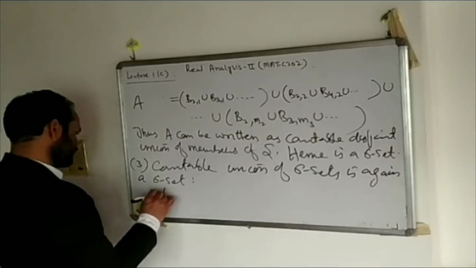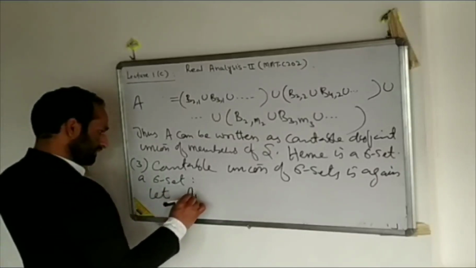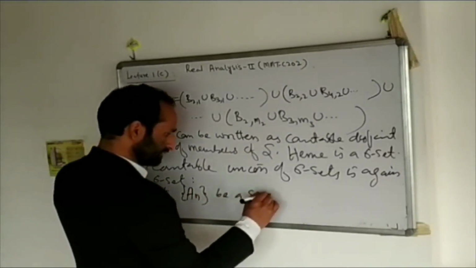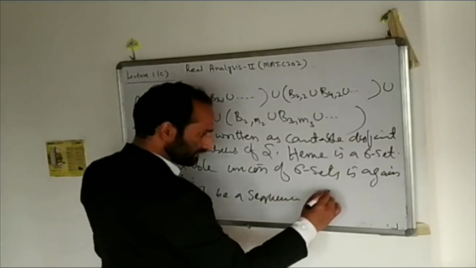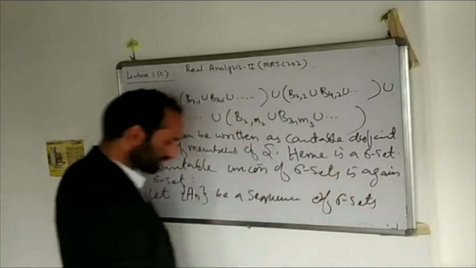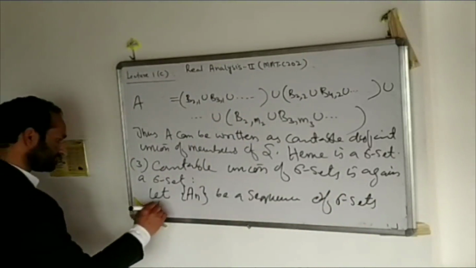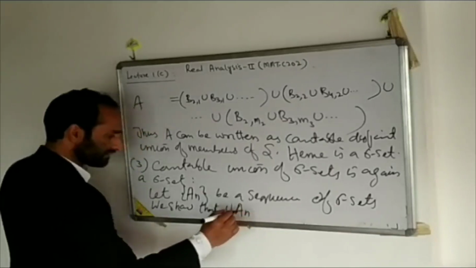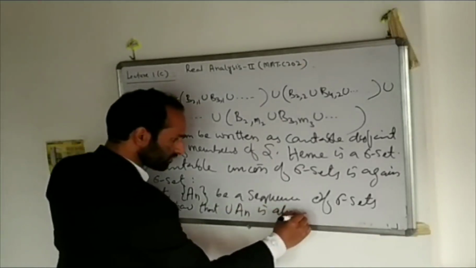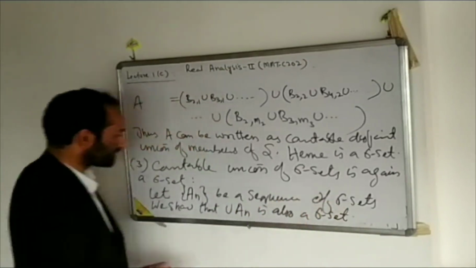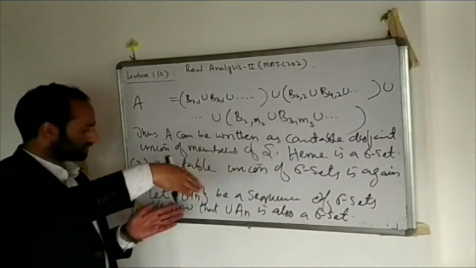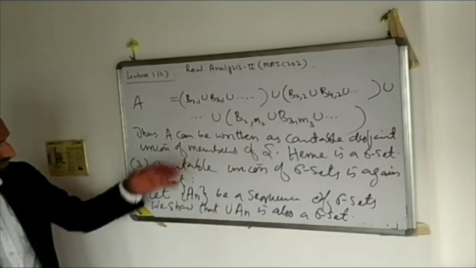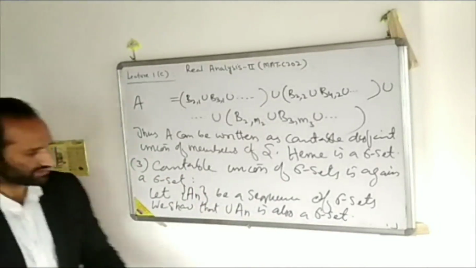So let's take a sequence of sigma sets An. We show that the union of An is also a sigma set. Each A1, A2, and so on up to infinity, is a countable class of sigma sets. We show that the union of this countable class is again a sigma set.